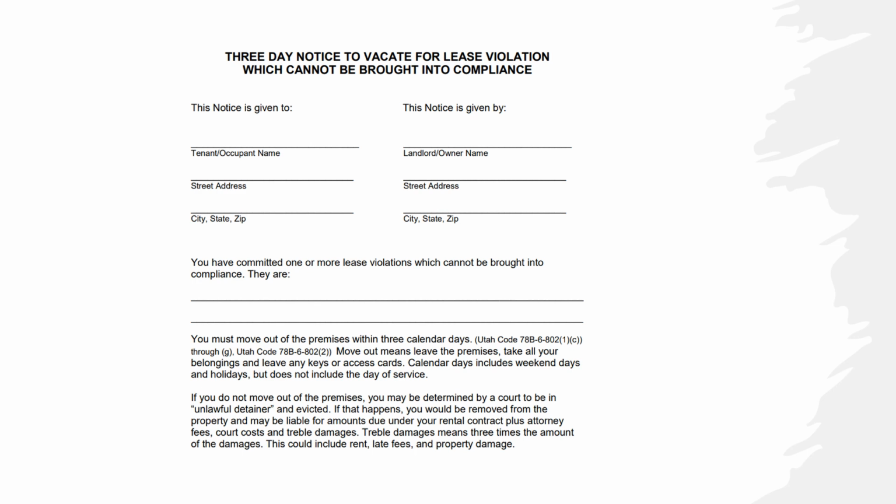This notice is a 3-day notice to vacate for a lease violation which cannot be brought into compliance. A landlord will need to read their lease and see if a violation is possible within their lease that cannot be brought into compliance. This provides 3 calendar days, and once those calendar days have expired, the tenant should have left or will be considered an unlawful detainer.